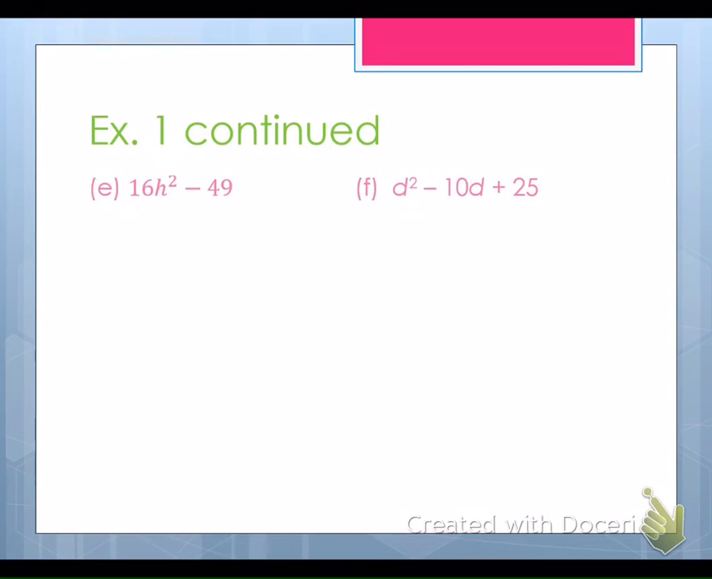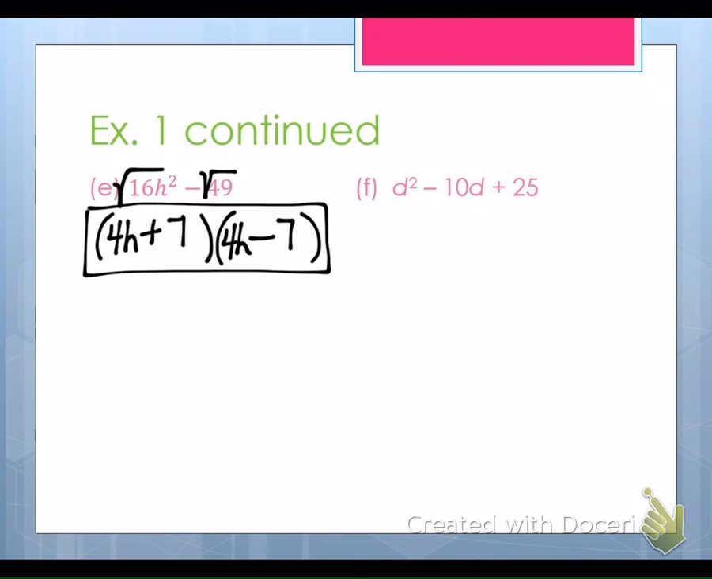So we go straight into our answer, which was how many sets of parentheses? 2. Our signs are positive and negative. All right. What is the square root of 16h squared? 4h. So each parenthesis gets a 4h. And what is the square root of 49? 7. So 4h plus 7, 4h minus 7. Raise your hands. How many got that one right?